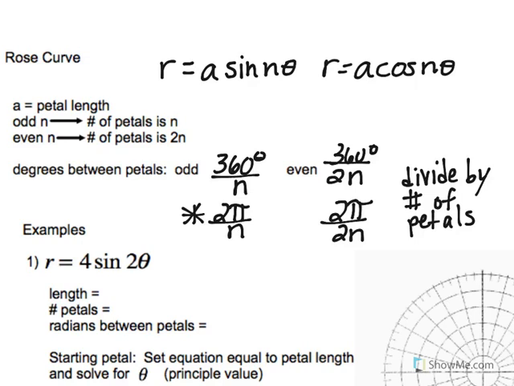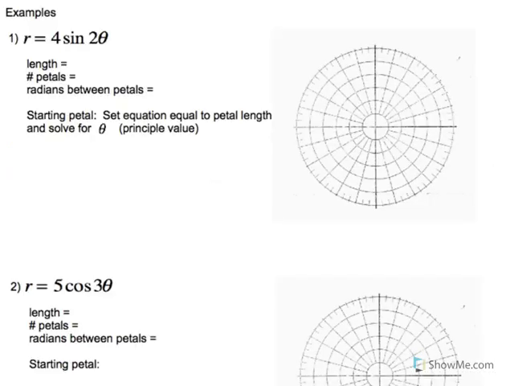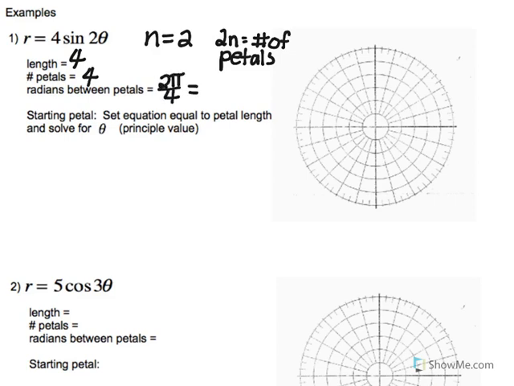You notice with the sine and cosine ones, they're rotated slightly differently, for the same reason that they were horizontally shifted on the rectangular plane. So take a look at our first example, r equals 4 sine 2 theta. Our petal length is 4. It's even, so the number of petals is 2 times the n value, which is also 4. And the radians between your petals, we'll do radians since it's an easier thing to do, is 2 pi divided by your number of petals, which gives us pi over 2. Should be fairly easy to count later on.